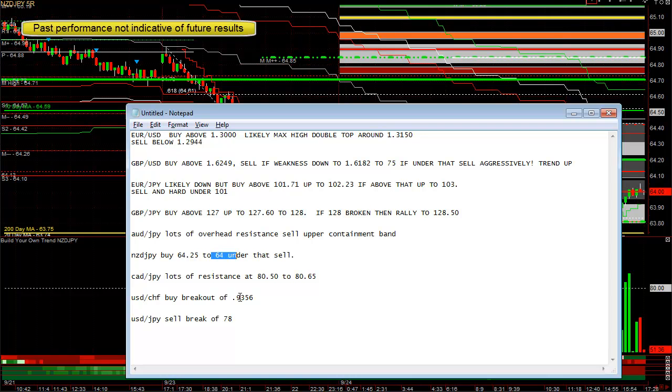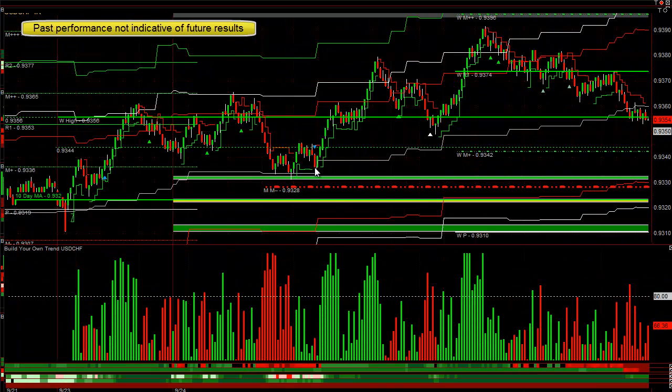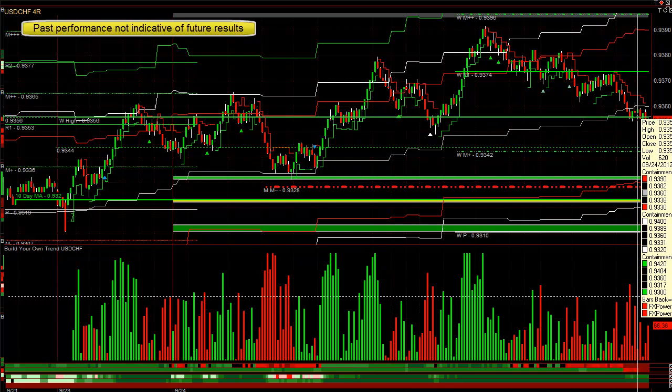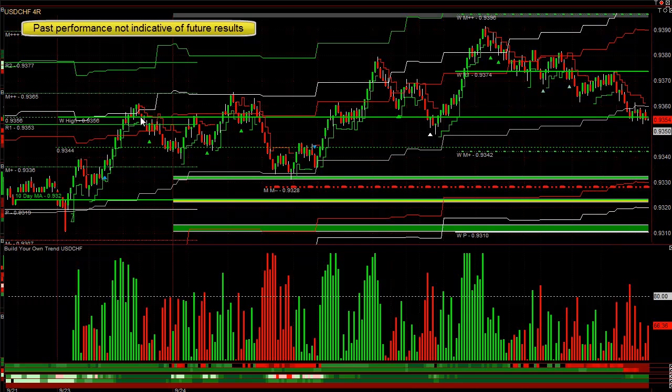Dollar Swiss buy breakout of 93.56. Let's see if this one had accuracy like all the euro and pound pairs did. So here's 93.56. So last night it would have been a small loss, pretty much break even. And this one, this trade went up. We would have been buying the pullback here. We would have bought this. So you can see the 56 area throughout the day.